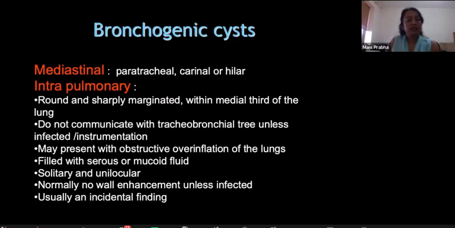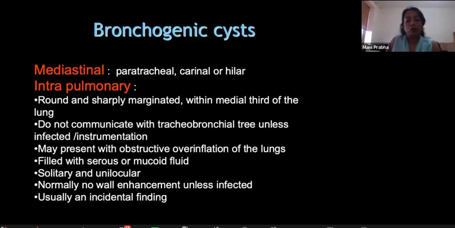So bronchogenic cysts, they can be mediastinal. Mediastinal will be paratracheal, carinal, or hilar. They can also be intrapulmonary. They are usually round and sharply marginated and are seen within the medial third of the lung. They do not communicate with the tracheobronchial tree unless they are infected or there is any instrumentation. They may present with obstructive overinflation of the lungs by ball-valve mechanism. And they are usually filled with serous or mucoid fluid. They are usually solitary and unilocular.